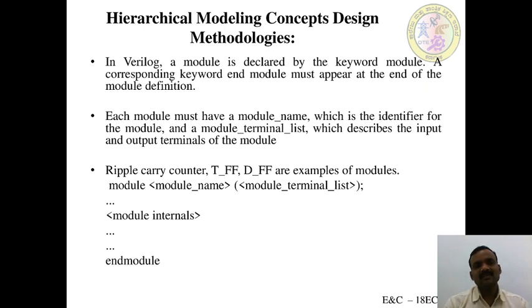Each module must have the module name, which is the identifier for the module, and the module terminal list, which describes the input and output terminals of the module. The module name identifies the particular module. Clear?